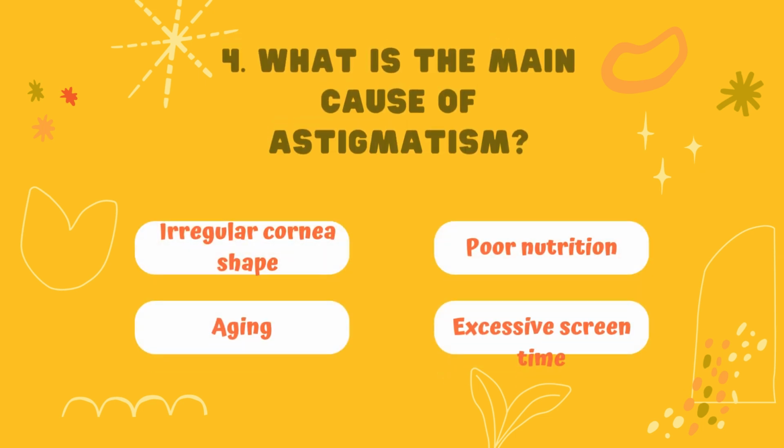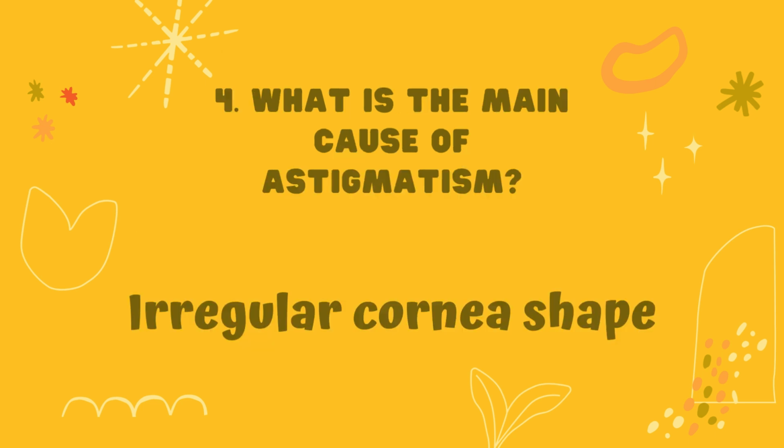Question 4. What is the main cause of astigmatism? Is it A. Irregular cornea shape, B. Aging, C. Poor nutrition, or D. Excessive screen time? The correct answer is A. Irregular cornea shape.